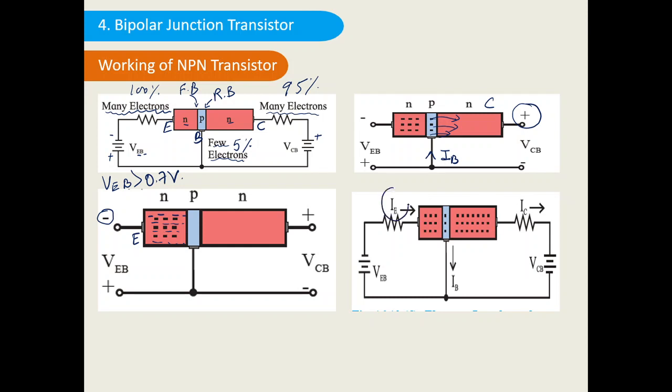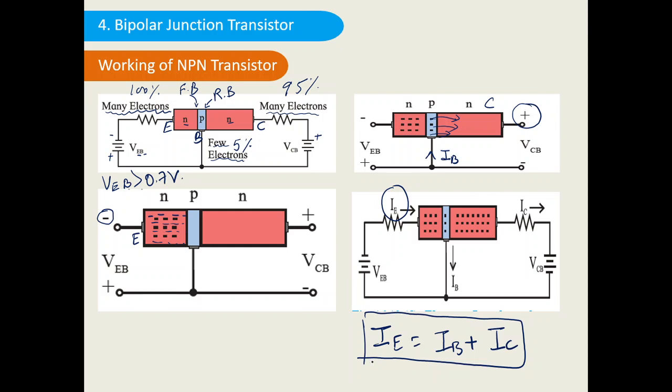So this is the IE current which was flowing like this. It is getting divided into two parts. The first one is IB in the downward direction, and IC in this direction. So I can say IE is equal to IB plus IC. Right, so this is the current equation of the transistor. Emitter current is equal to base current plus collector current.